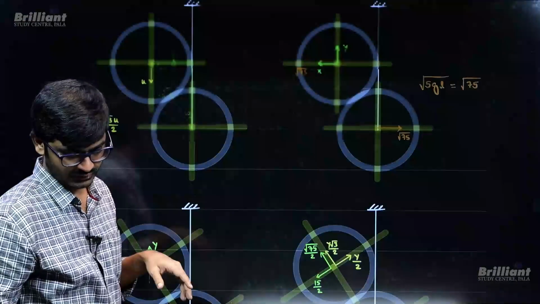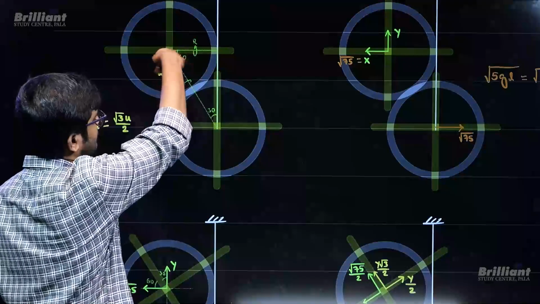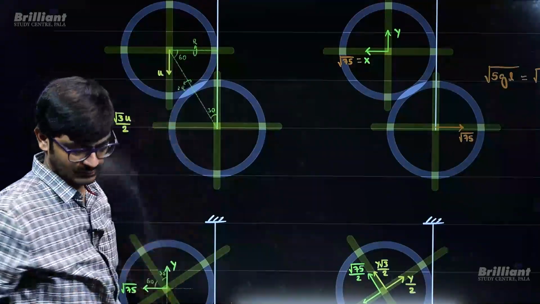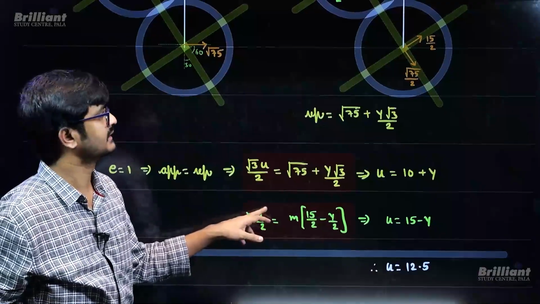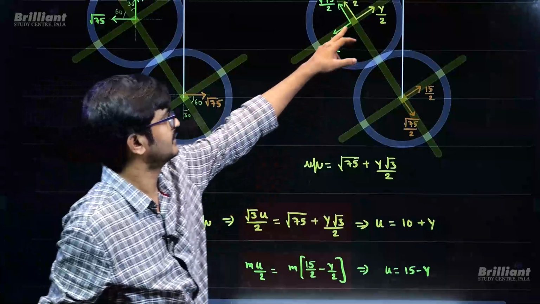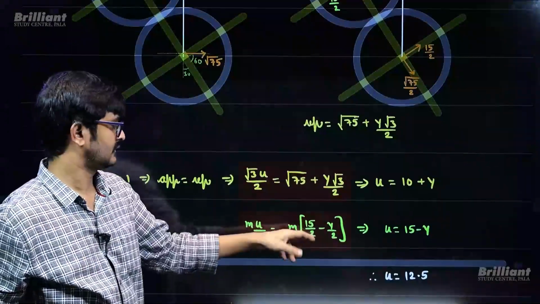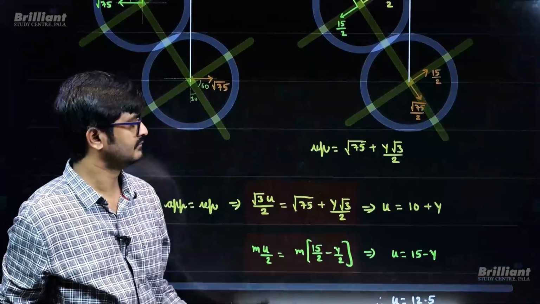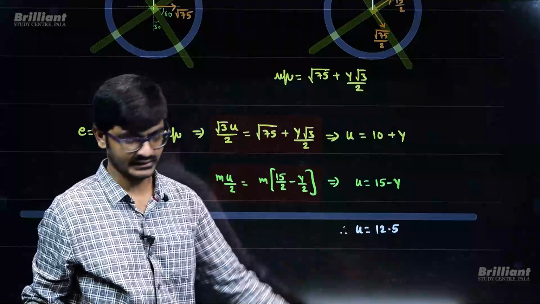So what is the momentum along that direction initially? Momentum along this direction is, this is u cos 30, u sin 30. m u sin 30 is the momentum along that direction initially. Now finally momentum is m (15/2 − y/2). Initial momentum equals final momentum, so I will be getting one more equation. I will be solving these two equations and I will be getting u as 12.5.